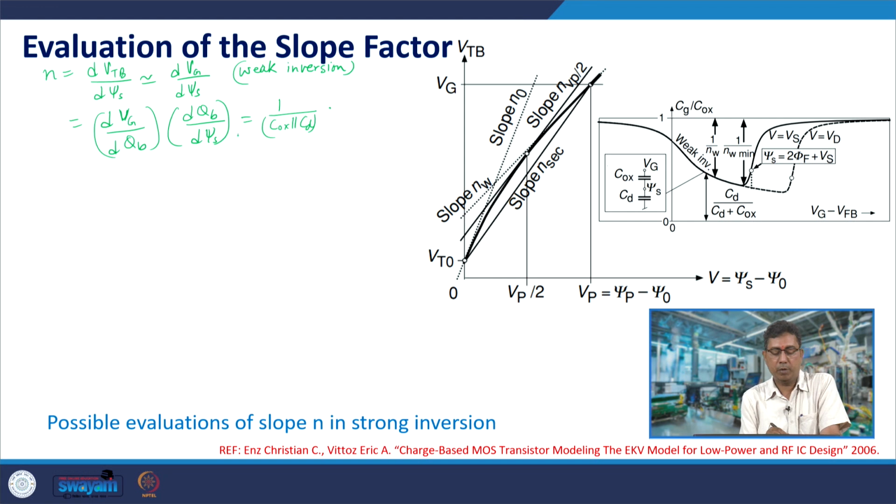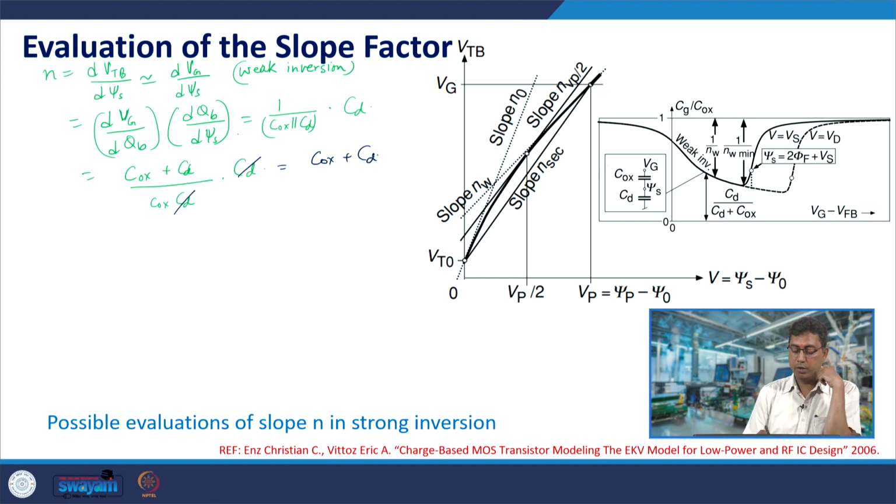And what about dQb by d chi s? That is just the depletion capacitance Cd. Now, what is this? C aux plus Cd, the depletion capacitance, divided by C aux Cd, times Cd. That is C aux plus Cd divided by C aux. So the slope factor is now a ratio of these two capacitances.